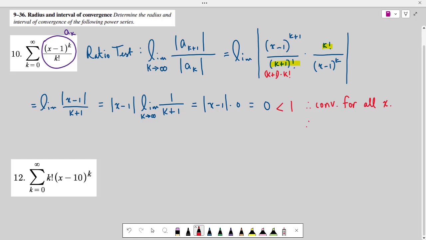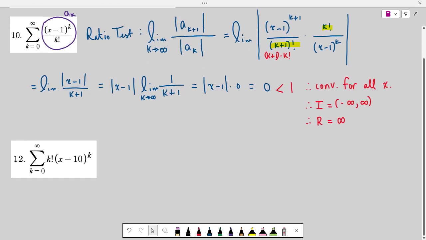therefore it converges for all x. So therefore you would write I, the interval of convergence, in interval notation like this, and therefore the radius of convergence is in fact infinite. The radius of convergence is always half the interval, so infinity divided by 2 is infinity. Do we have to say both? You will be asked for both r and I. Okay, so this is one of those special cases where it converges no matter what the x is. So it's going to converge for all the x's.